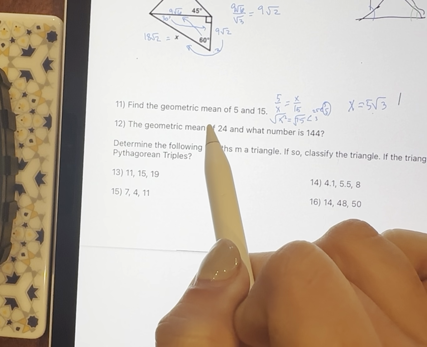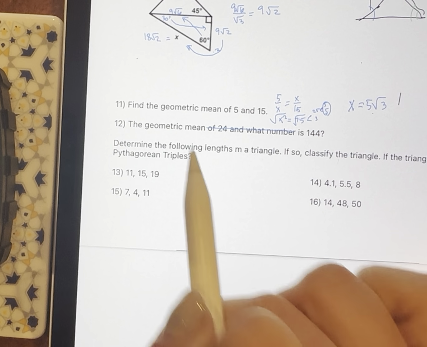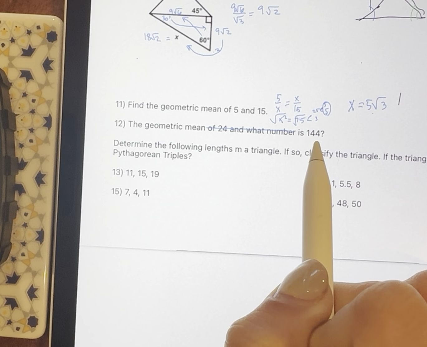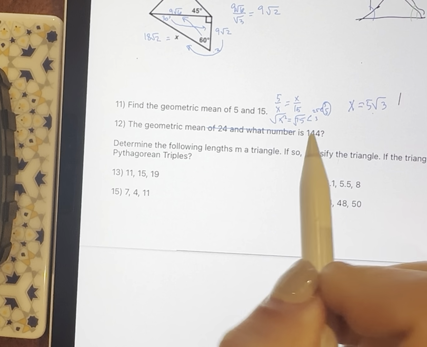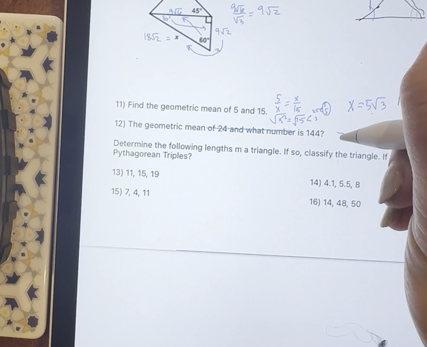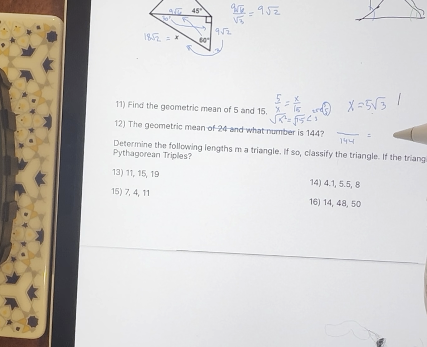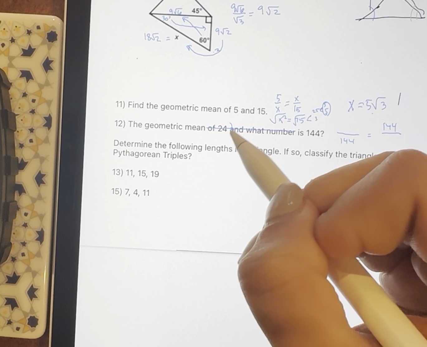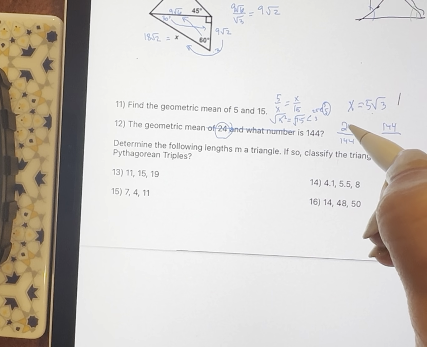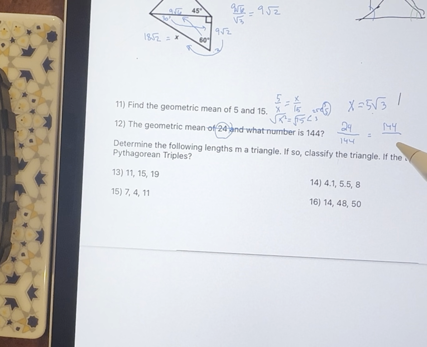Now on this one, the geometric mean of 24 and what number is 144? So look, it's saying that the geometric mean is 144 if you kind of take out that middle part. So that means that 144 is x in my proportion. It needs to go like that. And then I just need 24 to go somewhere, and then I can find the other number. I'll call it b so we don't get confused with x's.